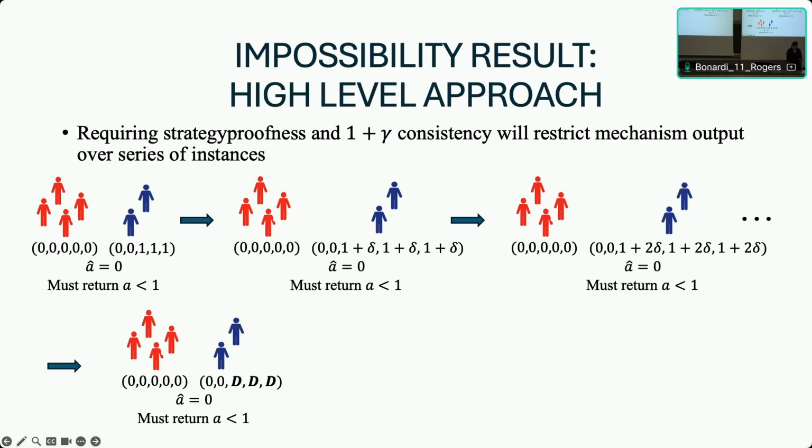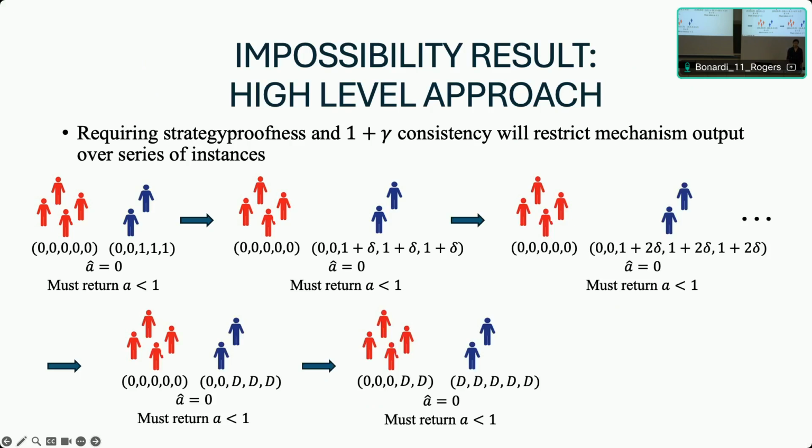And now if we shift everything, so the red agents now have almost half 0 and half D, except a slight preference towards 0. So 0 is still their preferred outcome. And the blue agents have all their label as D. On this instance, the optimal should be large D.